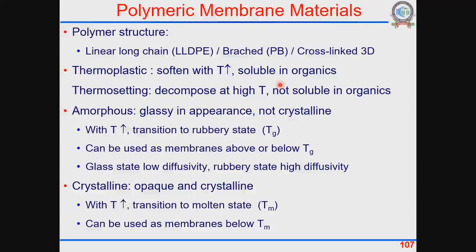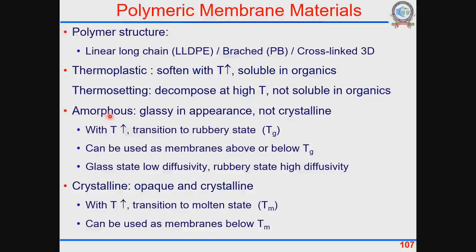Okay, so the polymeric membranes could be classified. These are, of course, membranes which allow the gas molecules to solubilize and then diffuse across the membrane. So we could classify the polymeric materials into different categories. One, it could be based on their structure. For example, it could be a linear structure, or a branched structure, polybutene if you like, or a cross-linked structure. The polymers could also be thermoplastic, which means they soften with increase in temperature, but they are soluble in organics, like polyethylene, or they could be thermosetting. They decompose at high temperature and they are not soluble in organics, like resins, phenol formaldehyde resin, for example.